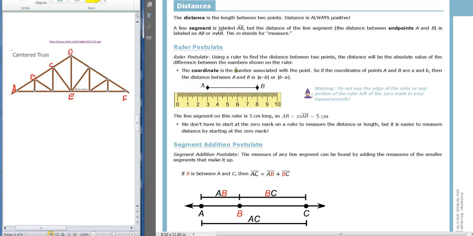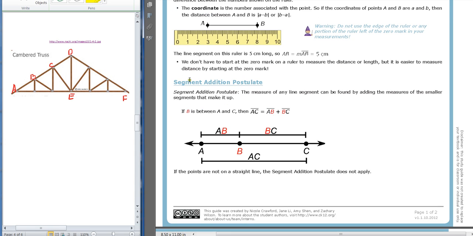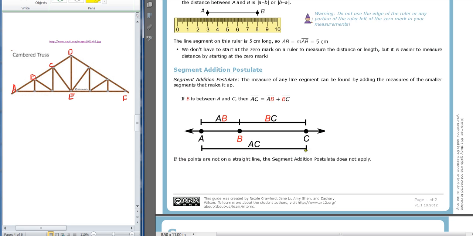All right, the coordinate is the number associated with the point. So if we're looking at length, we could say the coordinate is just 3. If we were in an xy plane, if the edge of the ruler was the 0 x axis or the 0 y axis, then we could say it's 3, 0 and 8, 0. Now, the other thing that I mentioned before is the segment addition postulate. That means if I have a line segment from A to C, and I add the segment A to B and the segment B to C, I'm going to get the same as the length of the segment A to C.